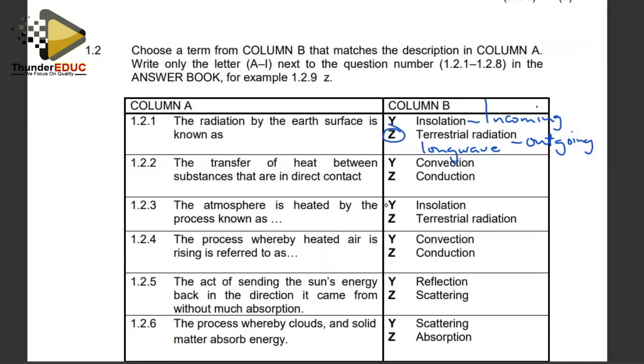The transfer of heat between substances that are in direct contact. Direct contact is conduction. Convection, it happens through currents, convection currents. You understand? Like that, the heat is transferred through the air. Right, by convection currents. Number 1.2.3, the atmosphere is heated by the process known as, we've talked about that.